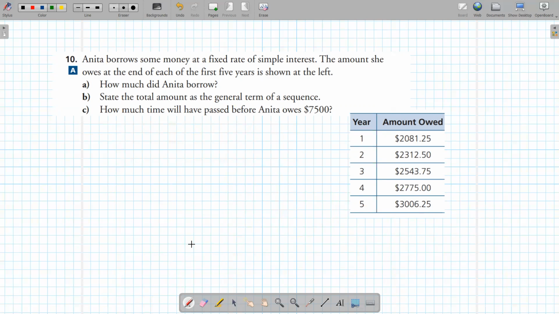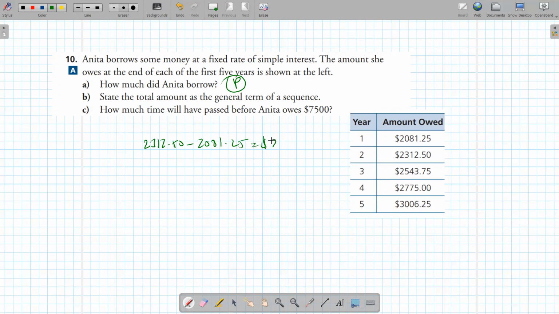Could you just subtract like the first payment from the second? We're trying to find P. If we do what you said, well, that's gonna help us. But is that gonna be P? It's gonna be the interest. Yeah, it's gonna be the interest, you're right.